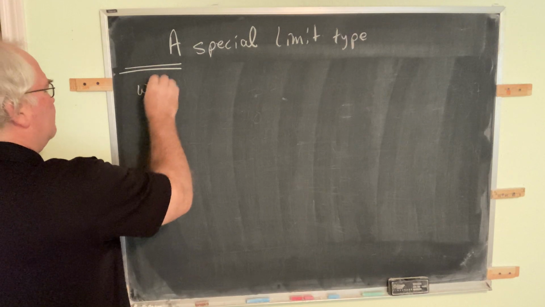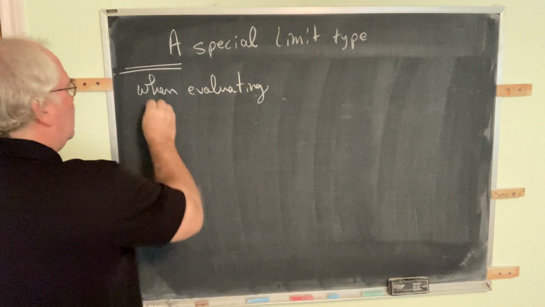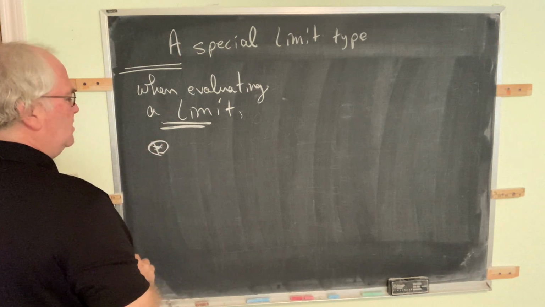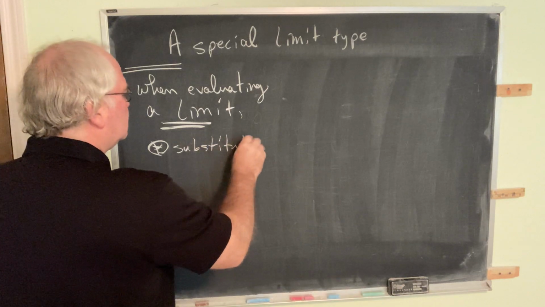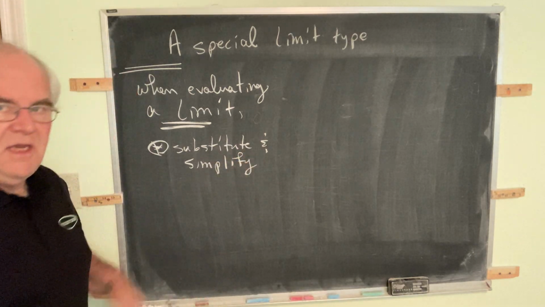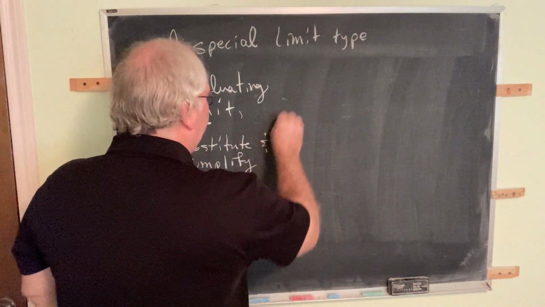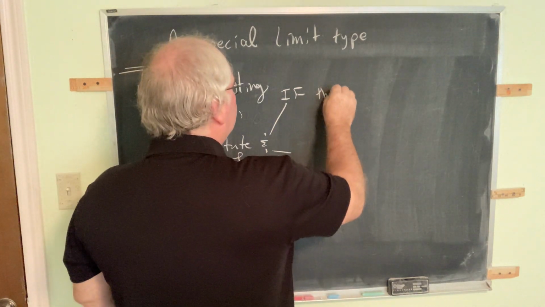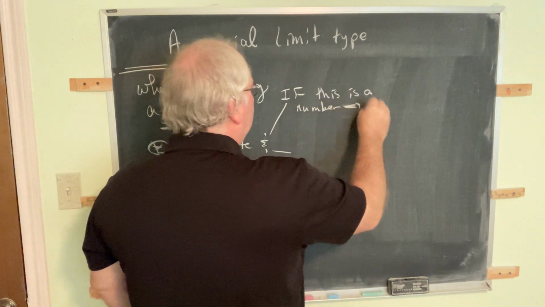So when evaluating a limit, the first thing you try, number one, is substitute and simplify. If that gives you a result, you're finished. There are a couple of things that could occur. If you get an answer, if this is a number, then you're done.